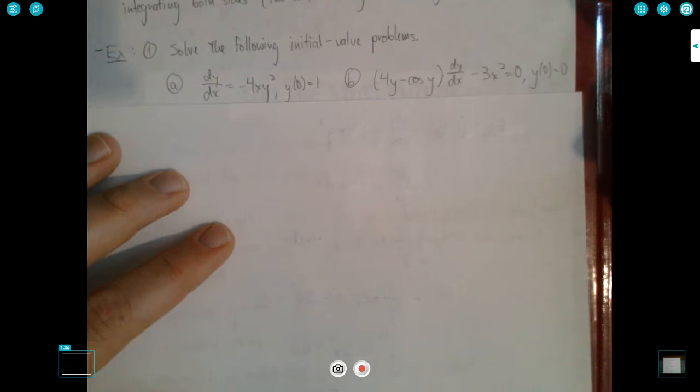Again, my goal is to separate the variables. So I've got, this is part B that I'm working on. So maybe I'll do this.